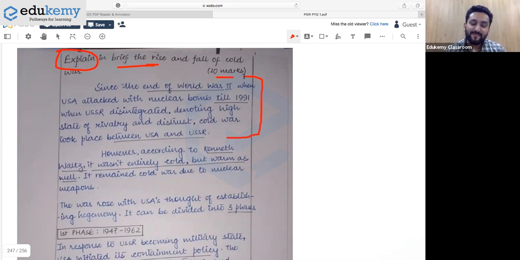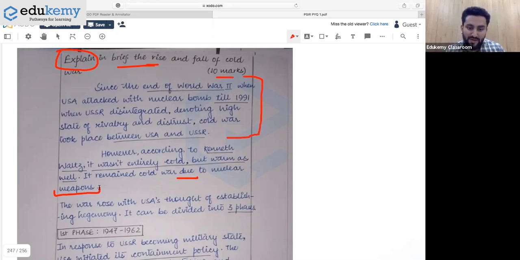However, according to Kenneth Waltz, it wasn't entirely cold, but warm as well. It remained Cold War due to nuclear weapons. Nuclear weapons were giving us MAD, mutually assured destruction. So actually, this Cold War was cold because of nuclear weapons. They knew that if one used it, the other would use it too.